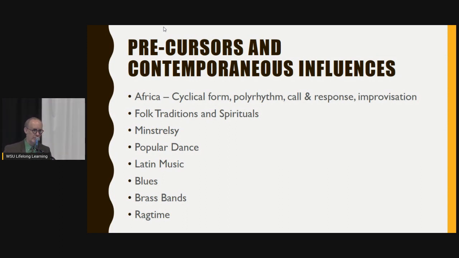Also really important from the music of Africa is call and response. This would be easier to demonstrate musically, and I'm going to point it out when we get to it. But basically, it's the idea that you would have a person or a section of instruments play something, and then another person or section of instruments would play something musically that would almost be an answer to what was played before. And then, of course, the main thing that came from Africa is improvisation.